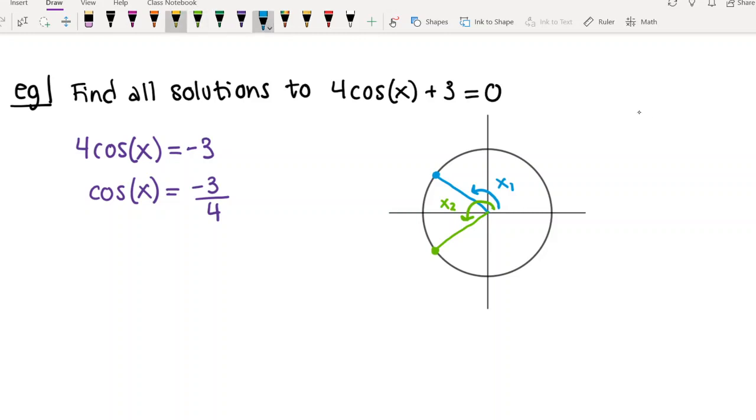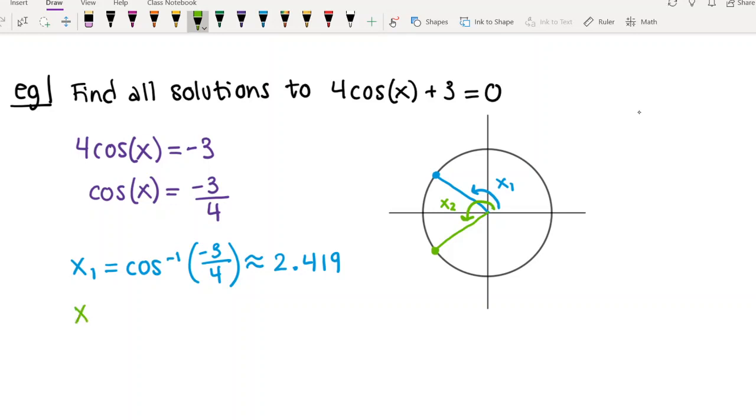Okay, so how do we find these angles? Well, if we do inverse cosine of negative 3/4, that's going to give us one angle. And again, because inverse cosine looks in this part of the unit circle, it's going to give us x1 as our angle. So x1 is going to be equal to inverse cosine of negative 3/4. And if you type that into a calculator, that's approximately 2.419 radians.